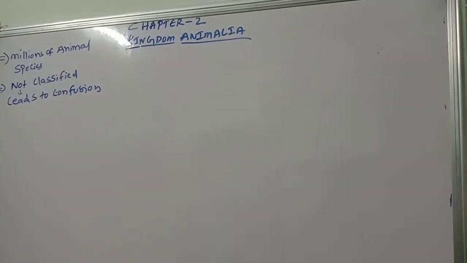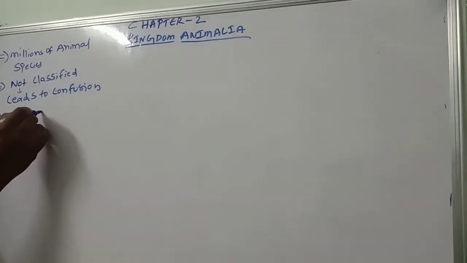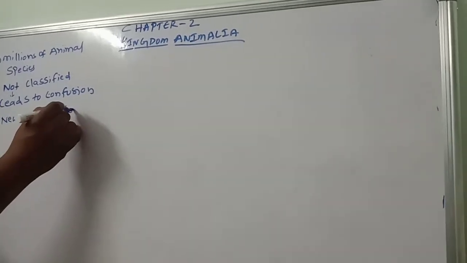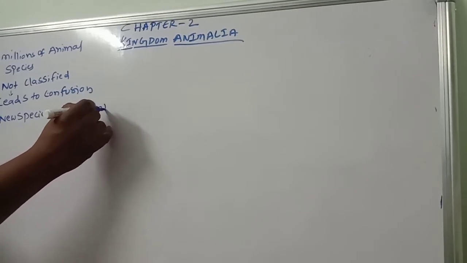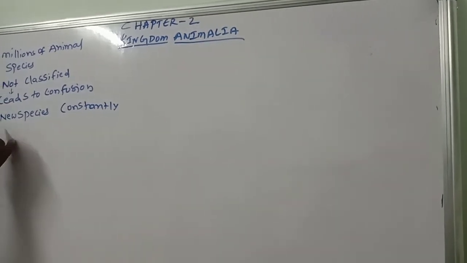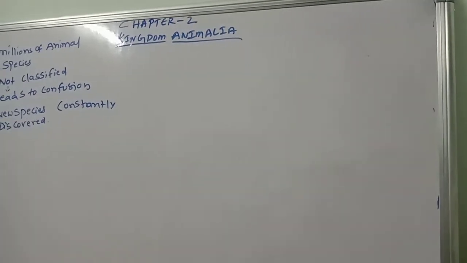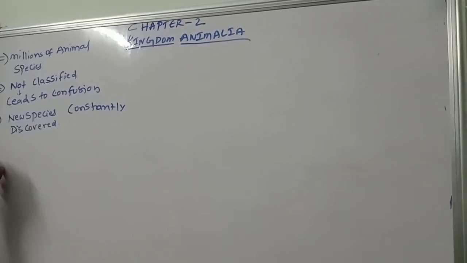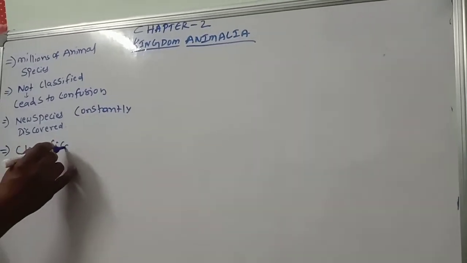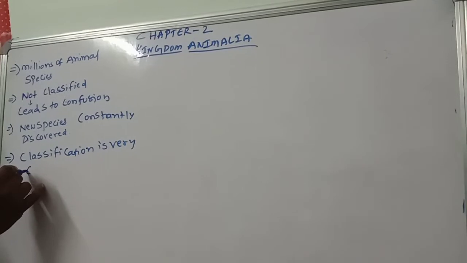And later, several new species are also coming. So many new species are constantly being discovered. So where do we have to keep all these new species? That's why classification is very important. Classification is very essential, and that's why we have to study it properly.